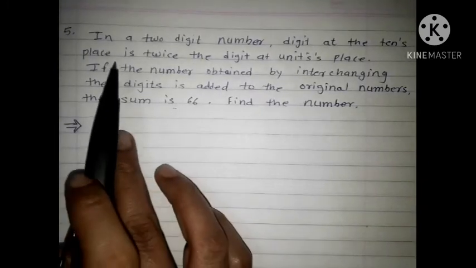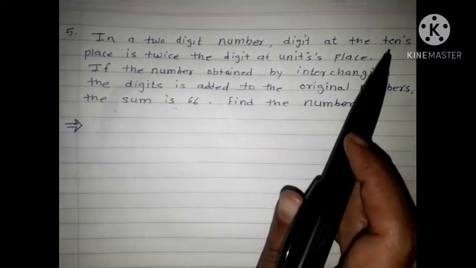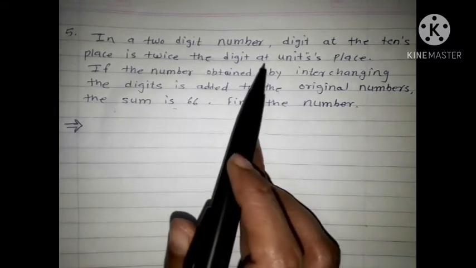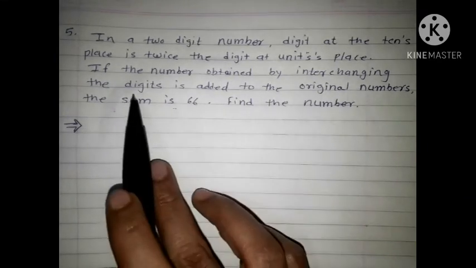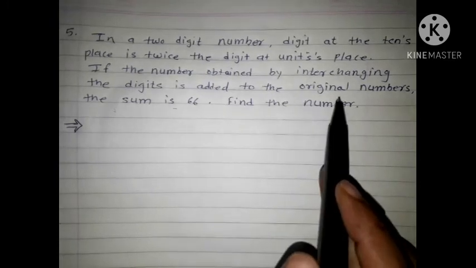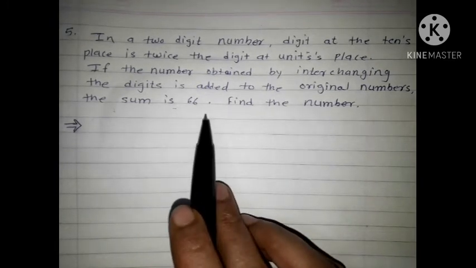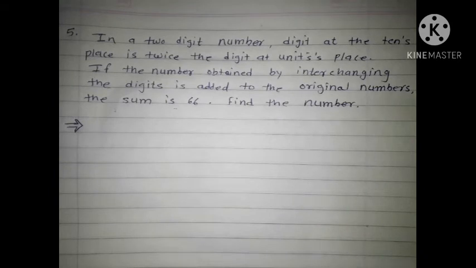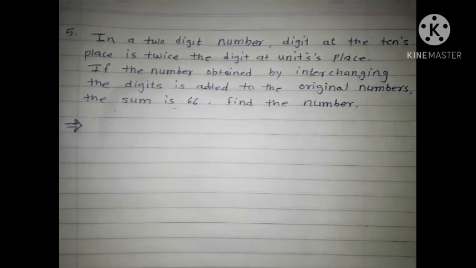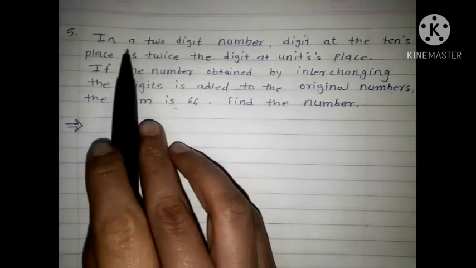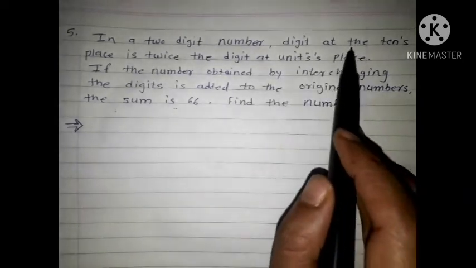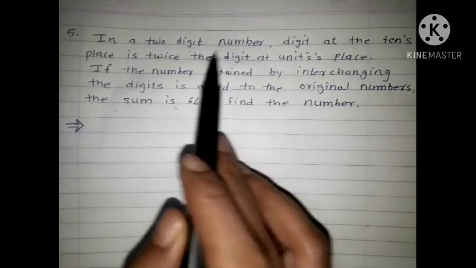Fifth example. In a two-digit number, the digit at tens place is twice the digit at units place. If the number obtained by interchanging the digits is added to the original number, the sum is 66. Find the number. We have the two-digit number. The number at the tens place is twice that at the units place. What we have been given is that in a two-digit number, the digit at the tens place is twice the digit at the units place.